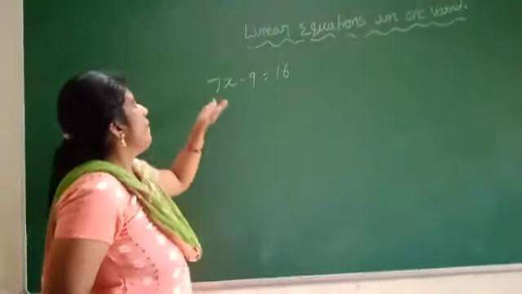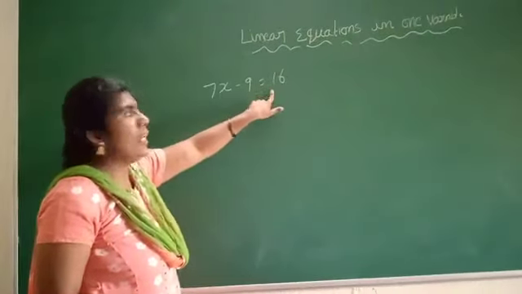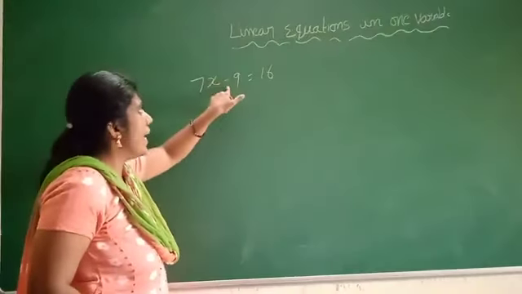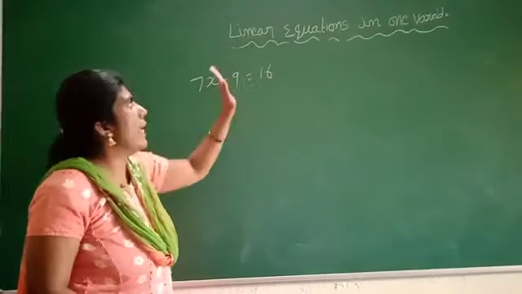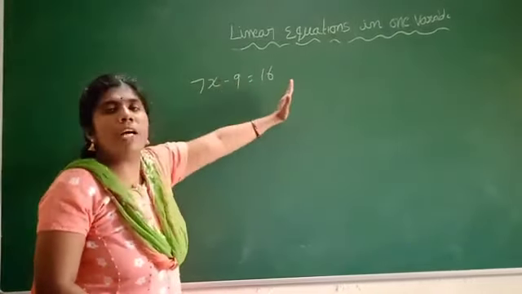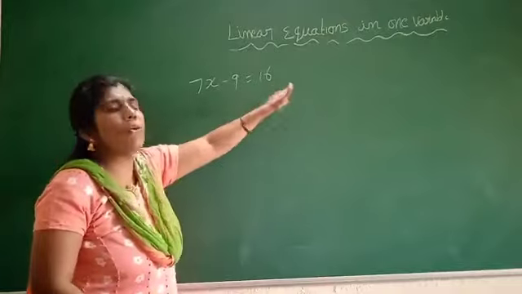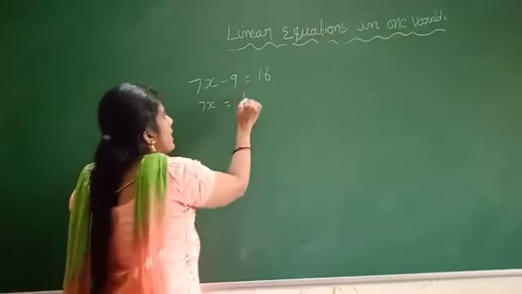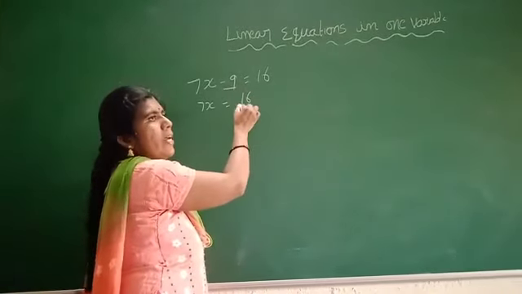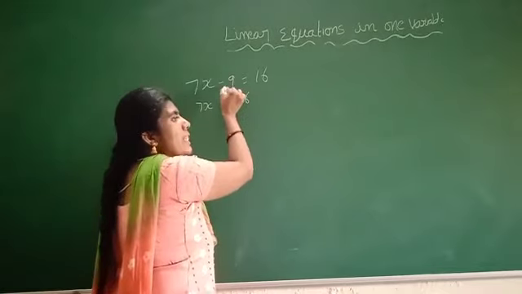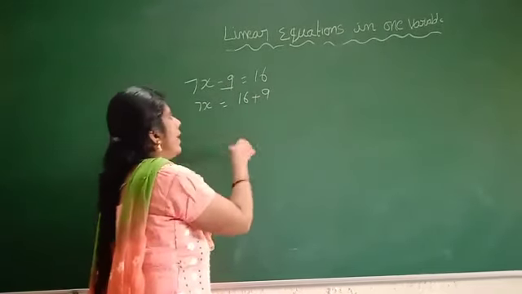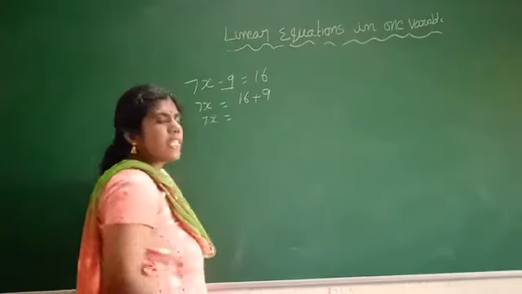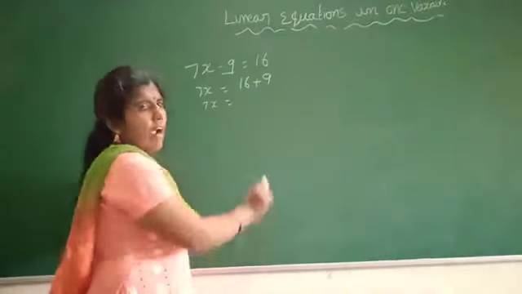7x minus 9 equal to 16. 9 is a constant, 16 is a constant. Minus 9 is transposed from the LHS to the RHS, and minus becomes plus. So 7x equal to 16 plus 9. How much is 16 plus 9, children? 25.